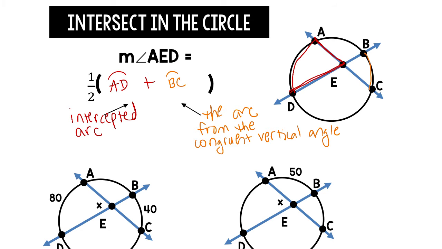AED and BEC are vertical angles. They're formed by the same two lines. They make an X. That tells us that angle AED and angle BEC are congruent. They're the same. So to find the measure of that angle, we have to take half the sum of the two arcs that make up those angles. Let's try it out.